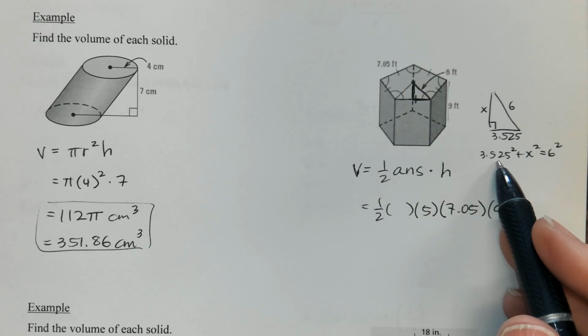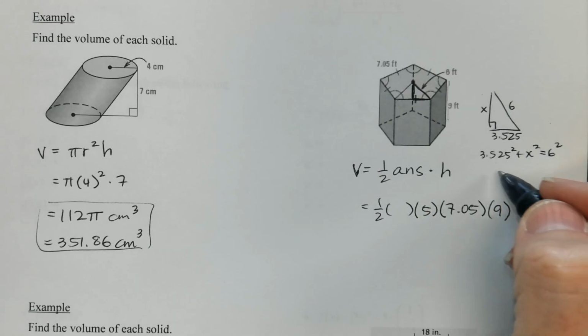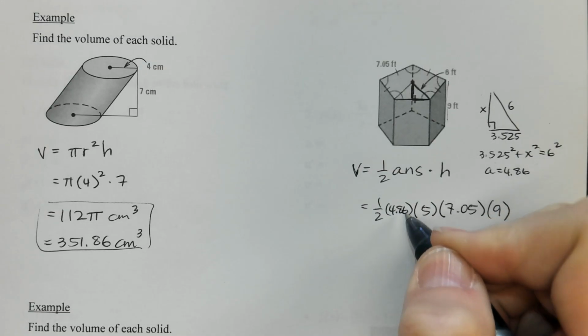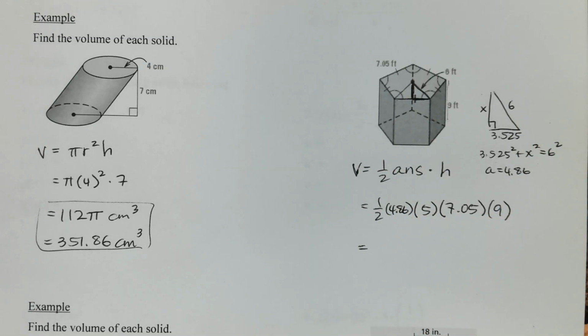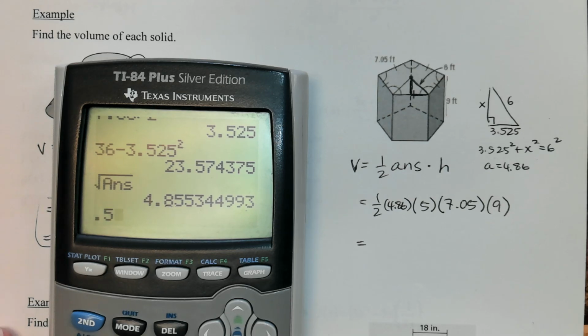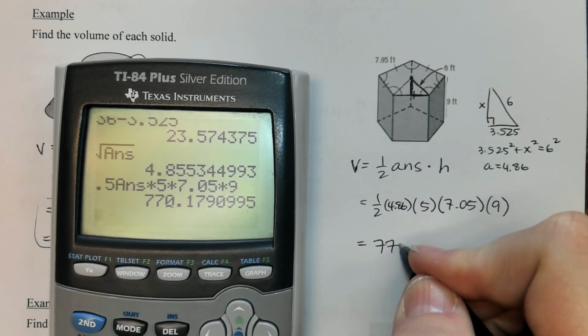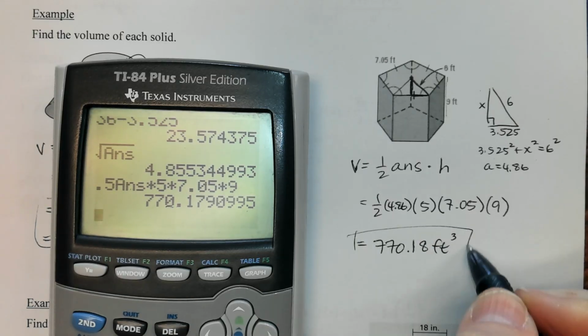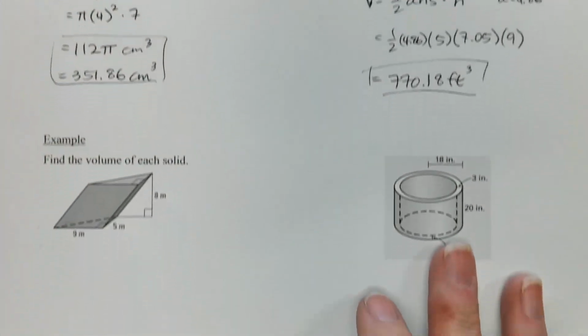Whoops, I hit the button wrong. And I get about 4.86. Drop that in there, and then we just type all of this in. So I got 1/2, and then that 4.86 answer, 5, 7.05, and the 9. So about 770.18 feet cubed. Two more.